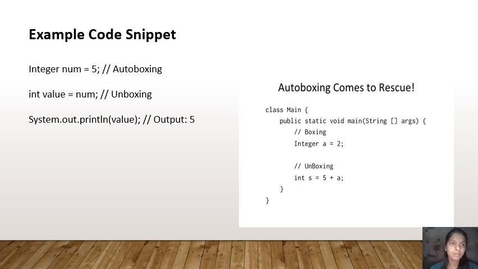Next is an example code snippet. Integer num = 5 is autoboxing. int value = num is unboxing. System.out.println(value) gives the output 5. Autoboxing comes to the rescue. This is an example: class Main, open the bracket, public static void main(String[] args). Integer a = 2 is boxing, and int s = 5 + a is unboxing. We have to close the bracket.